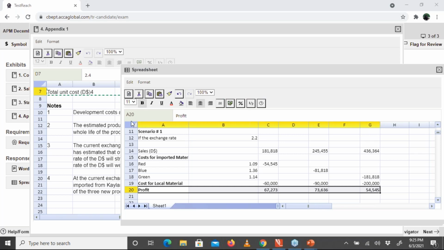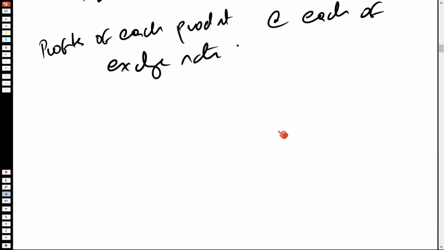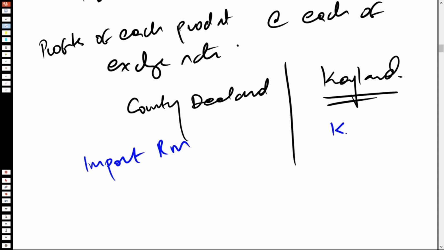Okay. Somebody is asking why we divided this by 2.2. The students are unable to understand why I divided this cost. Let me explain to you. Let's take an example. For example, you are based in country D-land and this is a country called K-land. You import raw material for K dollar 50.